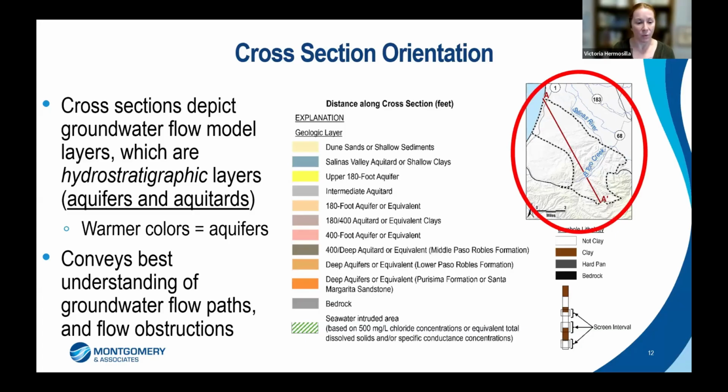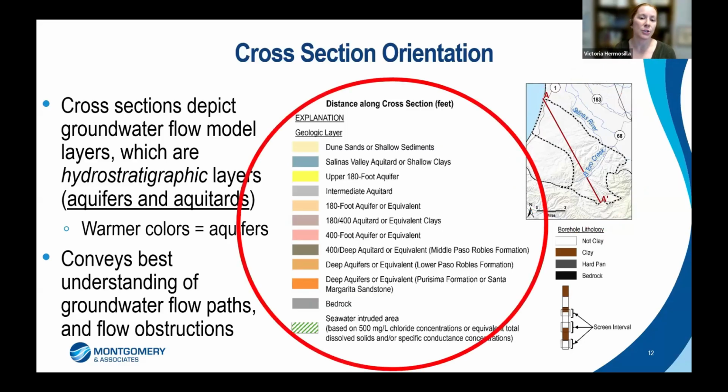And when you look at the colors, just think that the warmer colors, like the oranges and the yellows, those are our aquifers, and sort of the cooler colors, like the blues and the brownish grays, those are more of our aquitard layers, or places where it's a lot harder for groundwater to flow. Each cross section is going to have a map and a line across that map that shows you where the cross section is oriented in the subbasin.